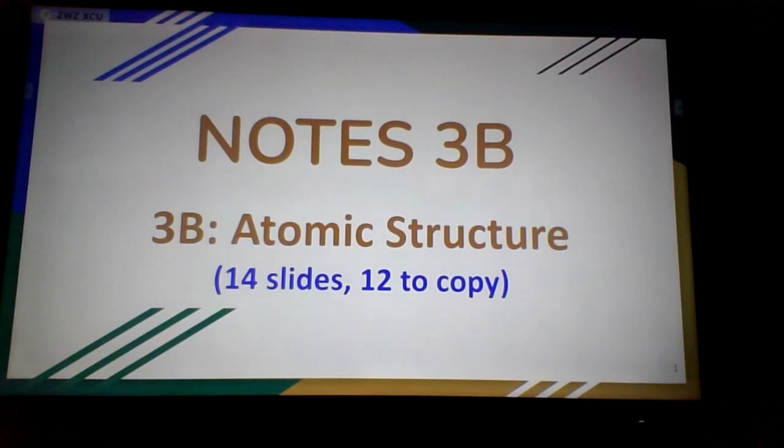Section 3B, all about the atomic structure. We'll look a little bit more into protons, neutrons, and electrons as we start to learn about what the atoms do, and later on we'll see what the electrons do, particularly electrons we call valence, as they start to combine with other atoms. So notes 3B, the atomic structure. Are we ready?